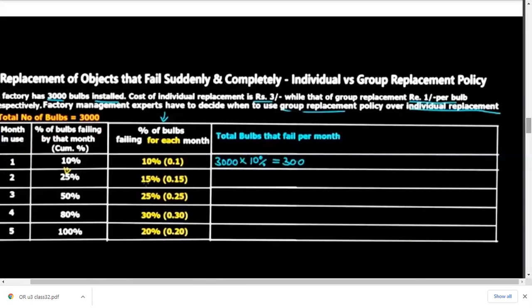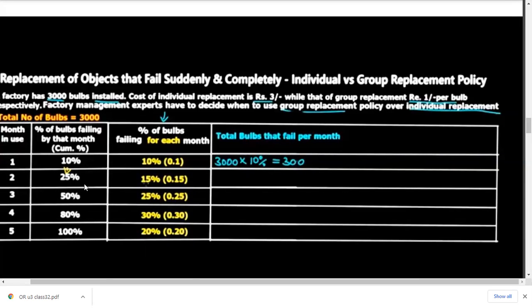And next, we already completed this table. Next, total bulbs that fail per month. Here for each month we take the percentage, and then find how many bulbs failed overall out of 3000 bulbs. So first of all, how do we use this table? How many bulbs are there? 3000 bulbs. For the first month, the percentage of bulbs failing is 10%.